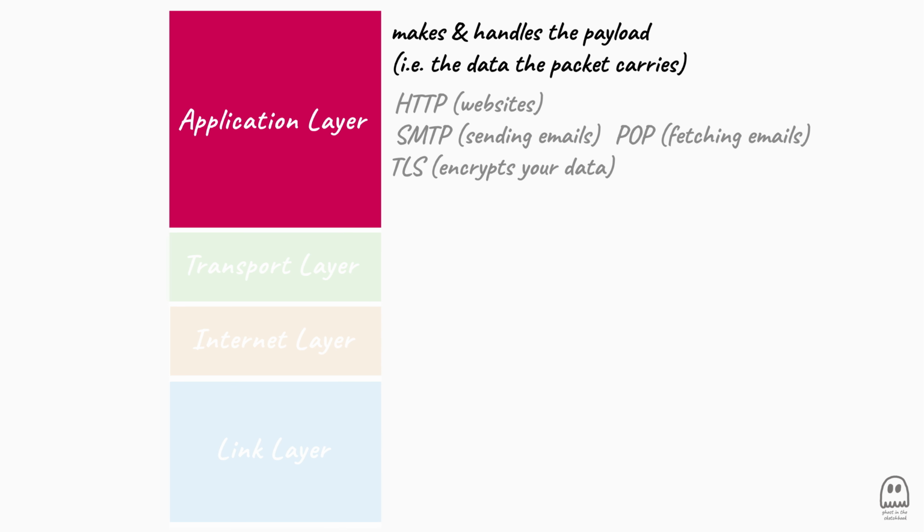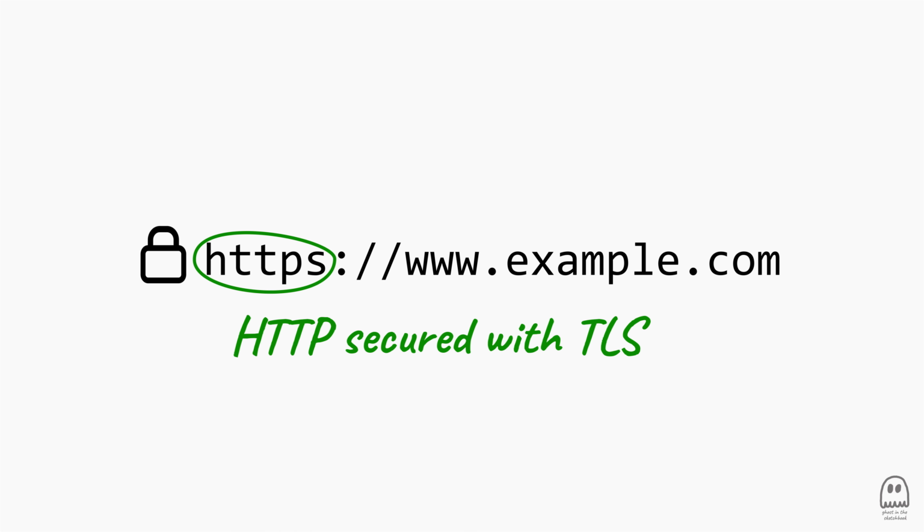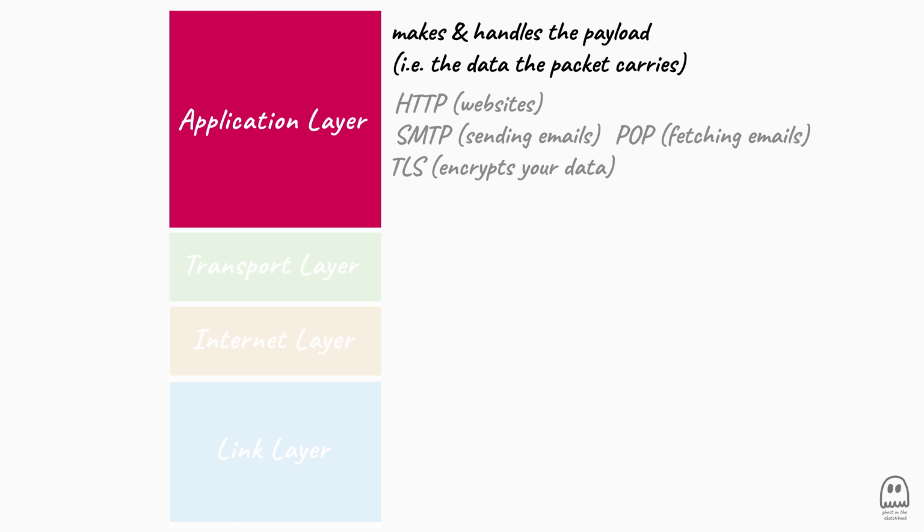You'll have probably seen this before. Every time you visit a website and there's a padlock or HTTPS in front of the URL, this just means HTTP secured with TLS. Along with the routing protocols we mentioned earlier, TLS can be said to sit in the application layer. The helper protocols like these really span multiple layers, if they can be said to fit in the model at all.